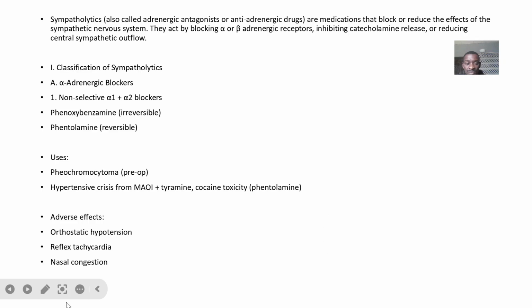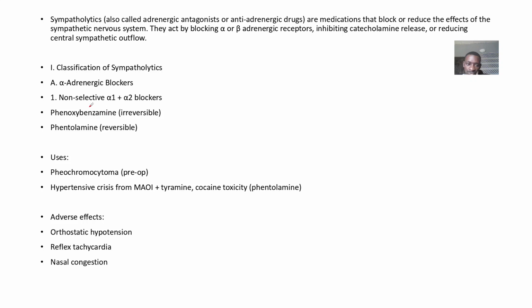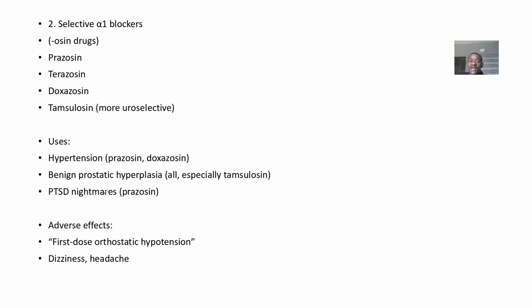So we have the ones that will basically block the α-adrenergic receptors. So we have the non-selective ones. Those ones will block the α-adrenergic receptor 1 and the α-adrenergic receptor 2. So drugs like Phenoxybenzamine and Phentolamine, okay? Just like that, they can be used for hypertensive crisis, basically to relax the body, okay?